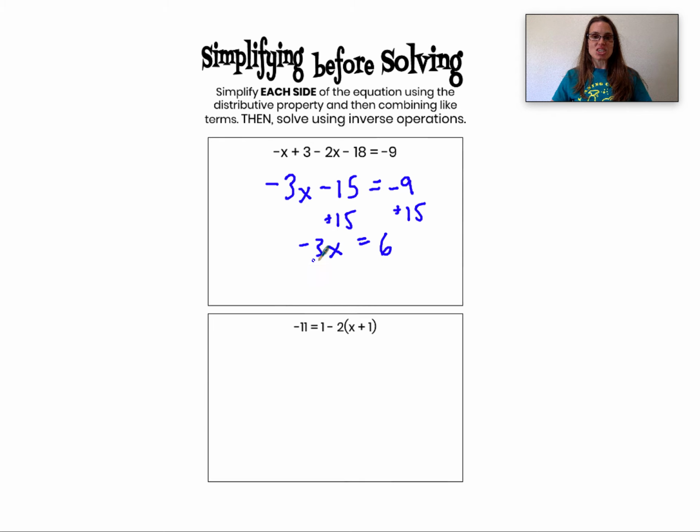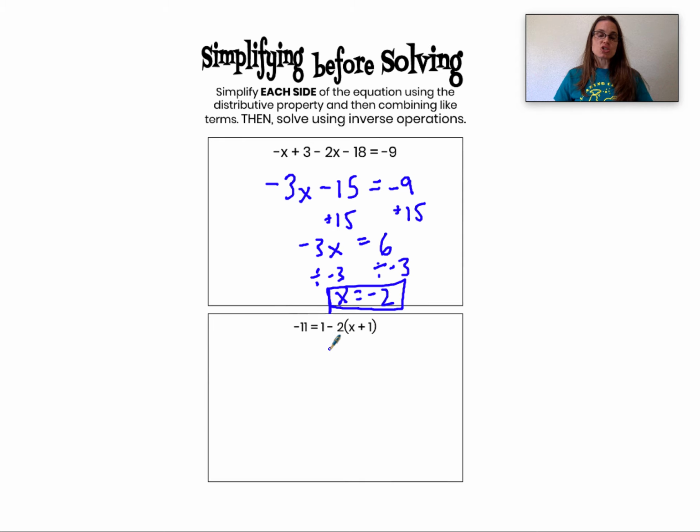Second inverse operation, I undo times negative 3 by dividing by negative 3. Negative 3x divided by negative 3 just leaves me with x. And then 6 divided by negative 3 is negative 2. Negative 2 is my solution to this equation.